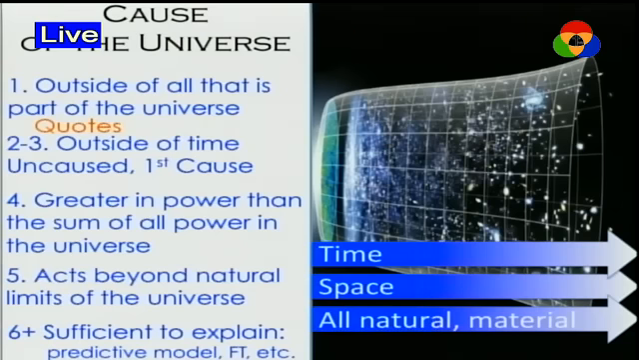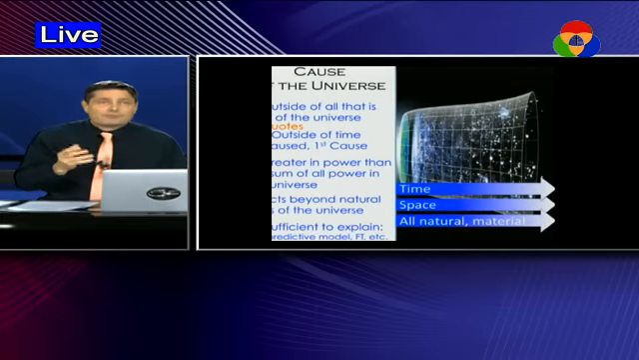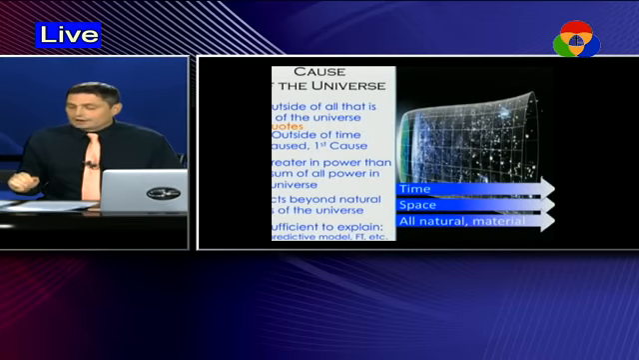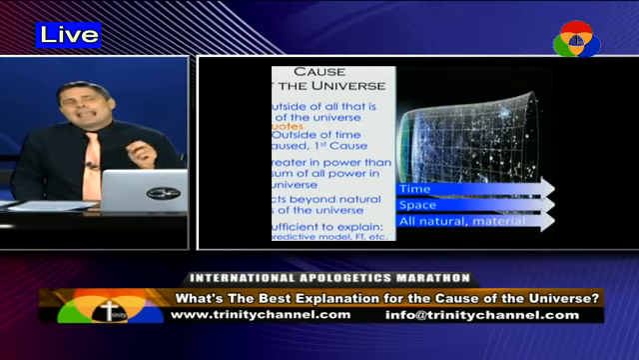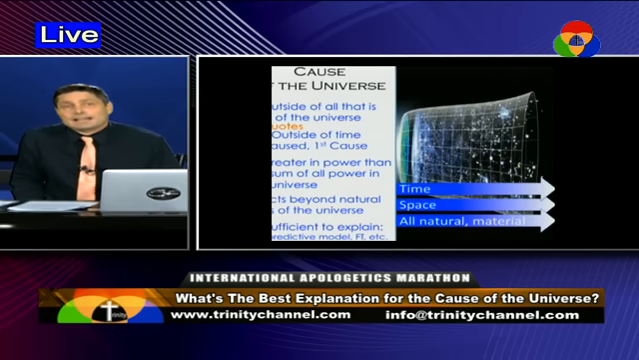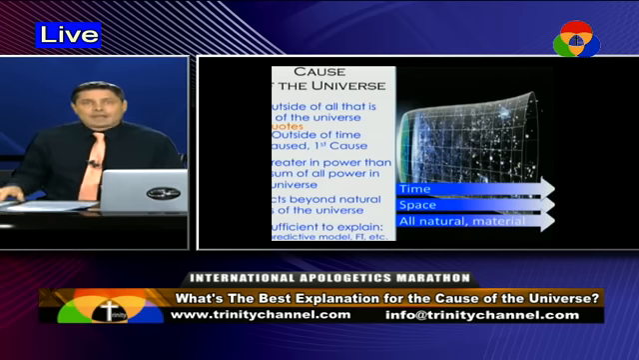So the cause has greater power and potential for order than the universe put together. Also, you've heard of the law of conservation of matter and energy. Matter is not created nor destroyed, but yet all of the matter and energy were created from nothing at that beginning. So whatever the cause was, it can operate outside the natural laws. And then finally, the last thing is a cause has to be sufficient to explain the evidence we'll find. And we're going to get into that in just a minute.